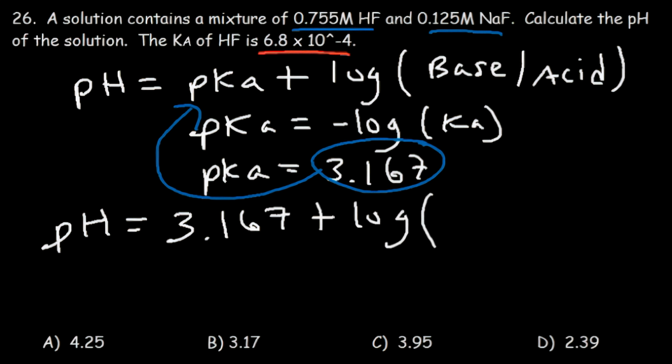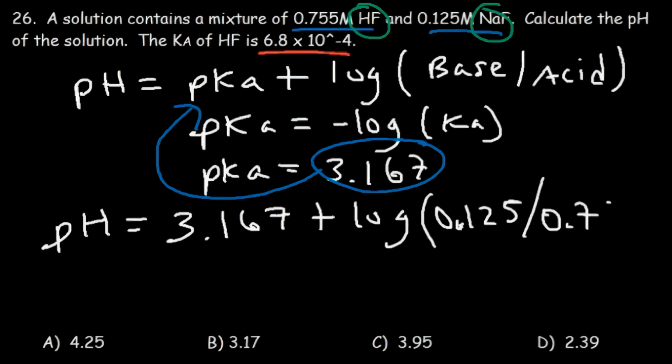So which one is the base? Well, the acid is the one that has more hydrogens. So HF is the acid and NaF is the base. So it's going to be 0.125 divided by the acid concentration, which is 0.755. So you can type this in directly into your calculator, just the way you see it. And if you do that, you should get, before I give you the answer, is the pH going to be greater than or less than the pKa value?